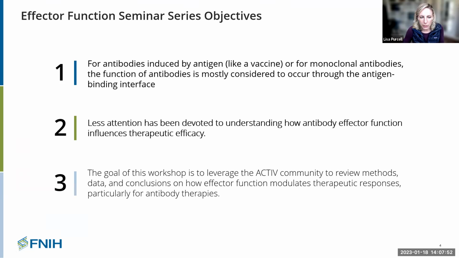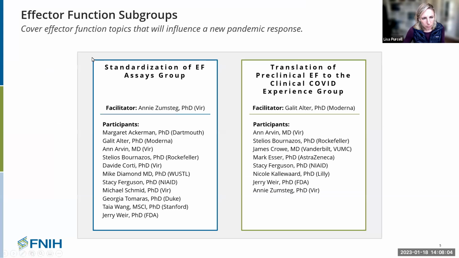This has been put together on behalf of the Active Trace group. I co-chair that committee with Matt Hall, but we've brought together a number of people, if we go to the next slide, Courtney, to really look at two aspects of effector function. One, which is the focus of the group that's put these seminars together, is translation of preclinical effector function to clinical COVID. The other group has been looking at how to standardize effector function assays and how we then use that to inform how we move forward, whether that's on the vaccine front or monoclonal antibodies or any other therapy that might engage this aspect of the immune system.